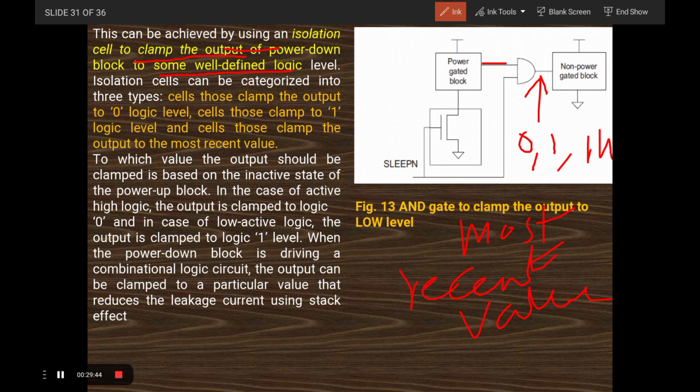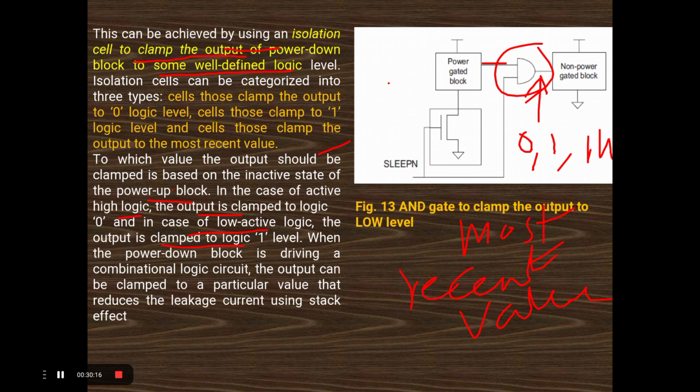So which value the output should be clamped to is based on the state of the power block. In the case of active high logic, the output is clamped to 0, and for active low logic, the output is clamped to logic 1. So these are the scenarios. Whatever the gate, it produces a logic value, either 0 or 1. So obviously the intermediate value can be raised to completely 0 or to 1. That's why these circuits are generally called clamper circuits.